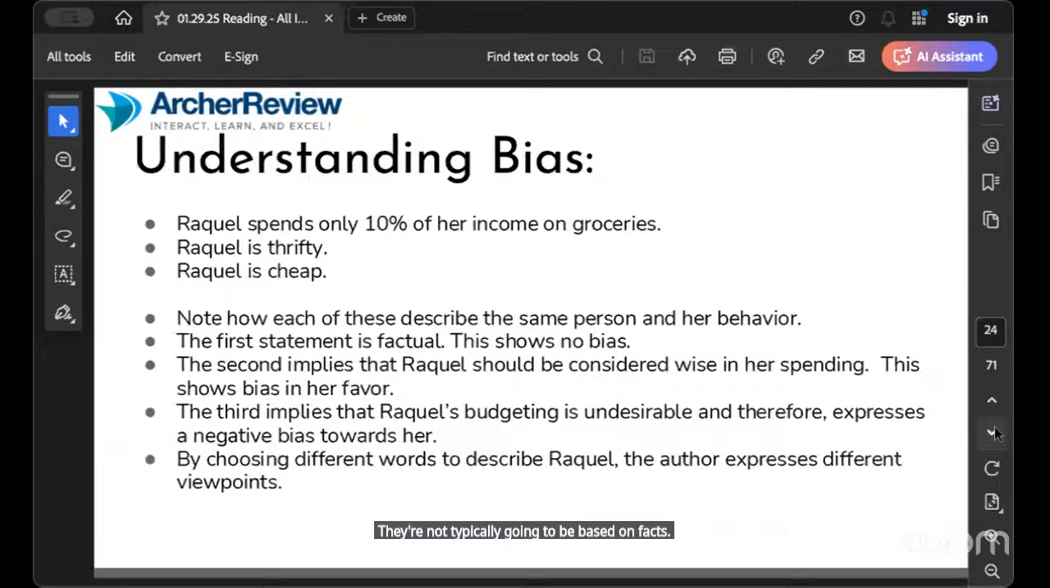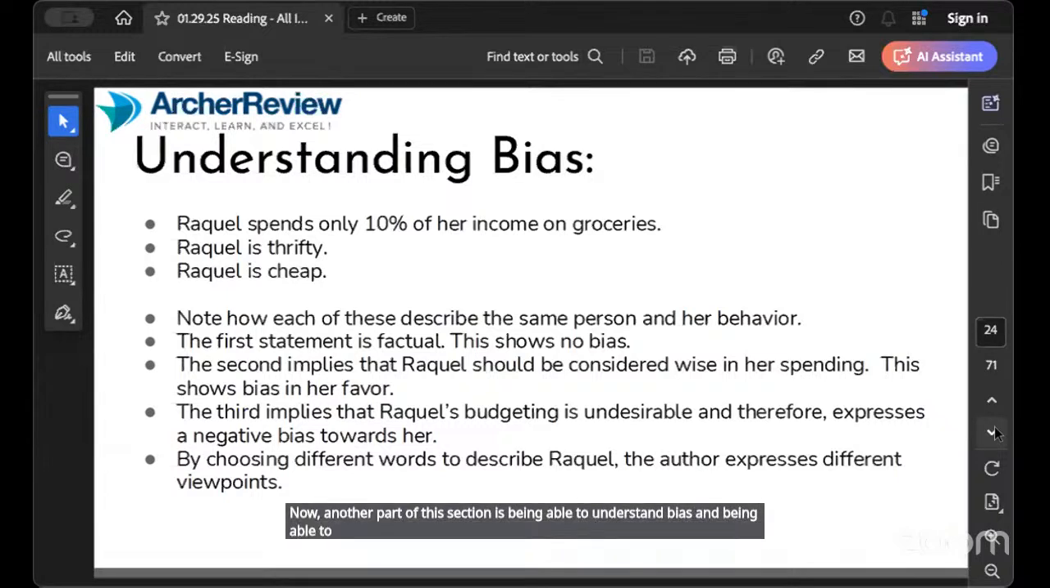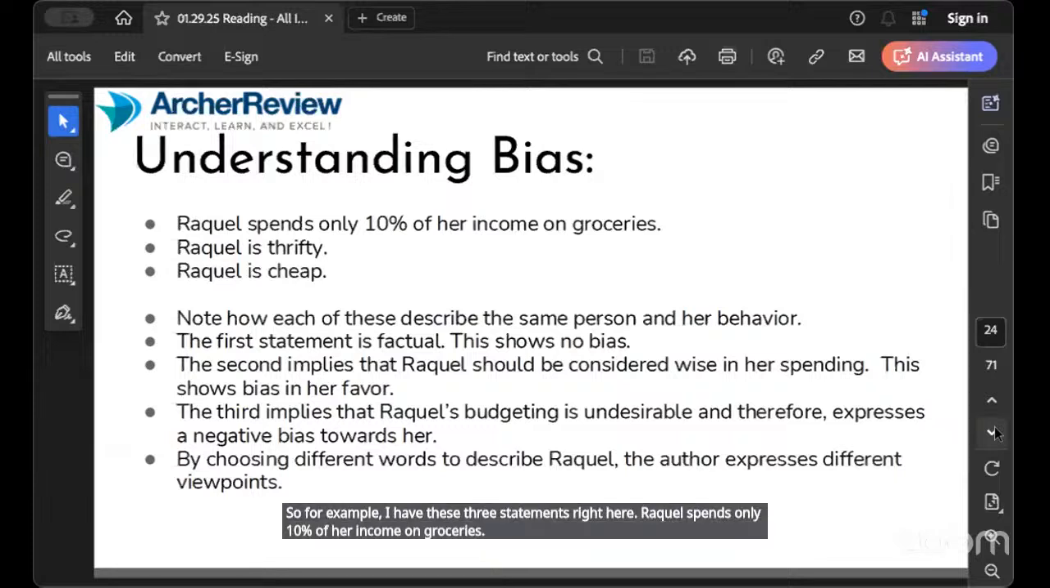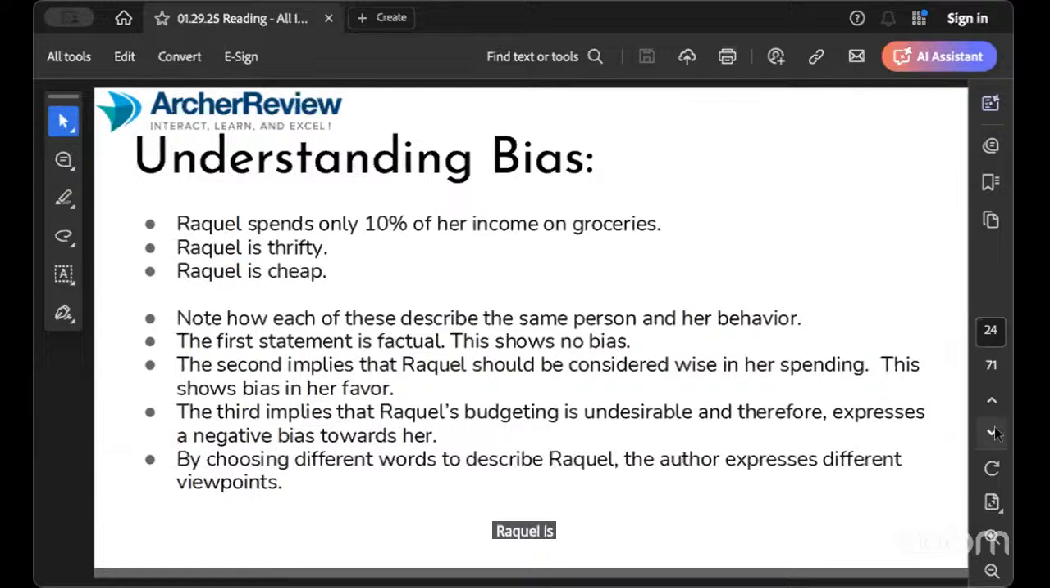Now, another part of this section is being able to understand bias and being able to recognize the subtle shift in wording and how that can present bias. So, for example, I have these three statements right here. Raquel spends only 10% of her income on groceries. Raquel is thrifty. Raquel is cheap. Now, look at it. I'm talking about pretty much her spending, right? But based on the wording, it presents the information in a different way.